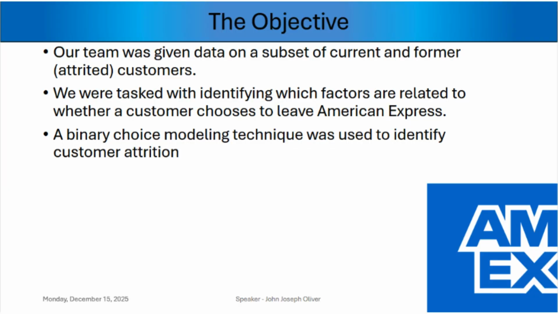Like I said in our first slide, our objective is to find which factors or variables are related to whether somebody chooses to leave American Express. Ultimately, we want to find what makes an individual highly likely to stay with the company and what we should focus on in order to have higher customer return rate to make more profits instead of losing possible customers. To identify customer attrition, we use the binary choice modeling technique.